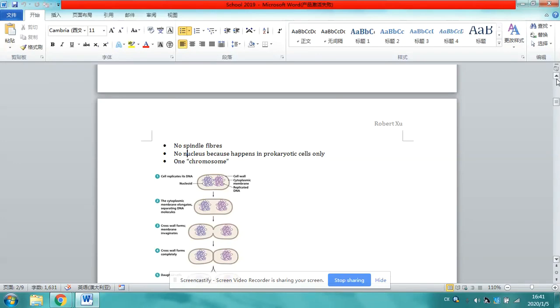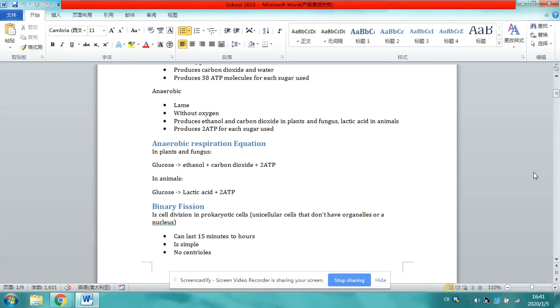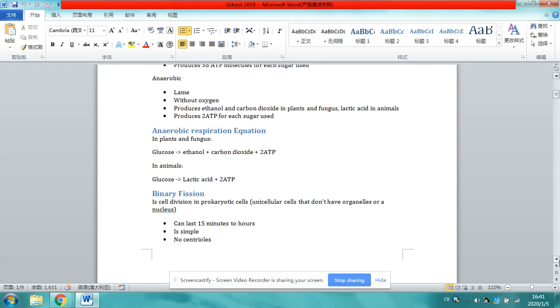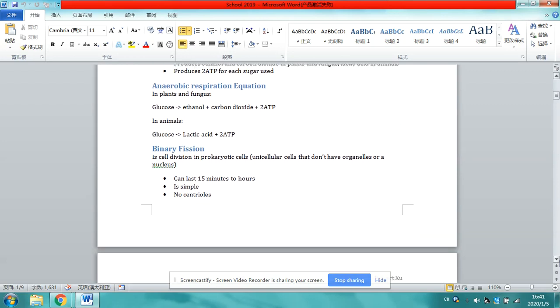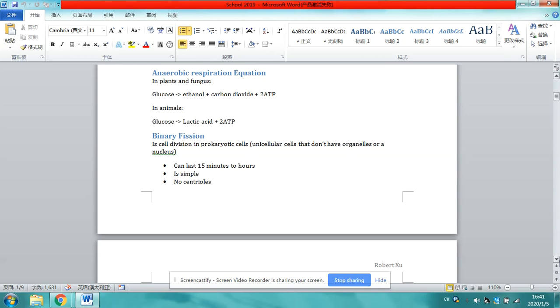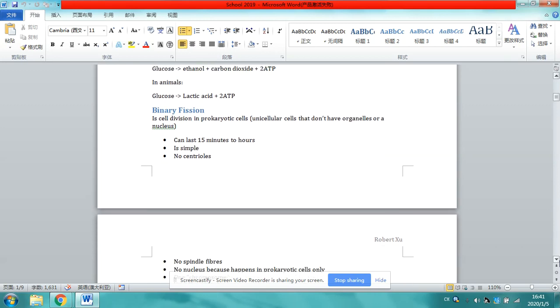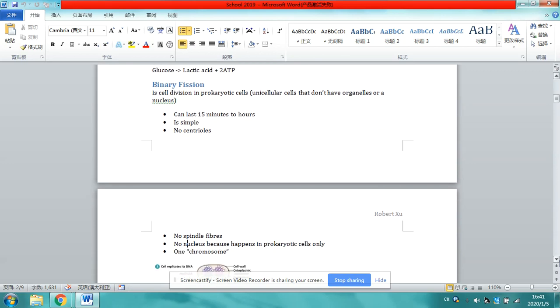Hey guys. Well, to start with, I want to say in year 11, we learned about two types of cell division. The first one happens to eukaryotic cells, and that is called mitosis, and that is really complicated because it has four stages, PMAT, right? And the second one is actually very, very easy compared to mitosis. This one is called binary fission, and this one happens to prokaryotic cells.